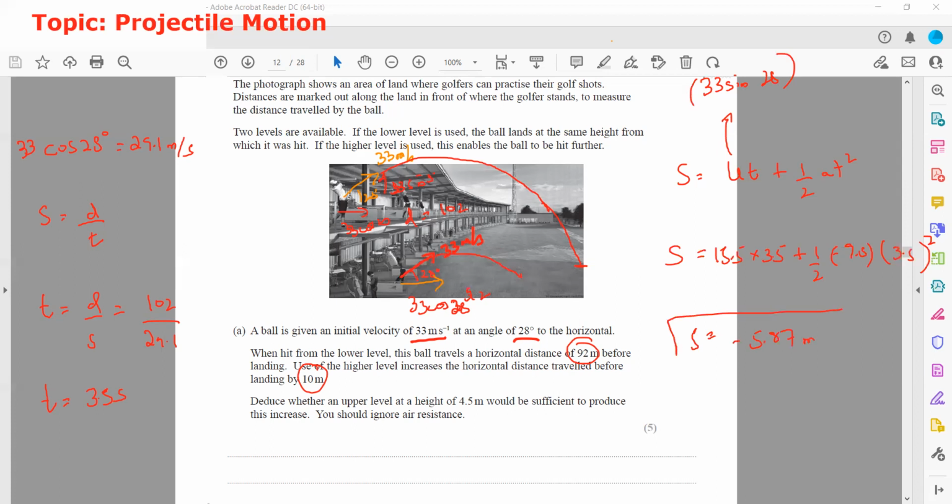What does it mean? Negative means it must be launched 5.87 meters above the ground so that it can reach this 102 meter horizontal distance. So according to the question, they mentioned to deduce whether the upper level at a height of 4.5 meter would be sufficient to produce this increase. So it should not be 4.5, it should be from 5.8 meters above the ground.